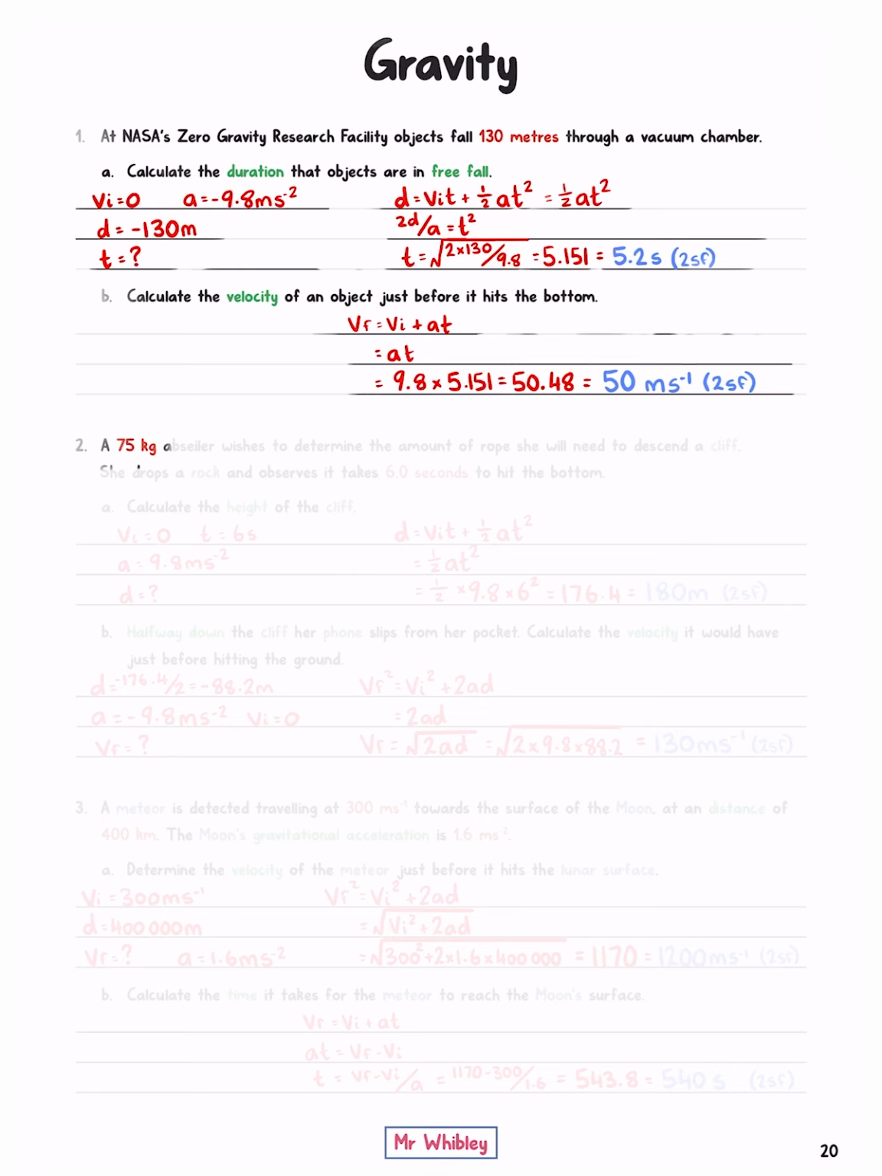A 75 kilogram abseiler wishes to determine the amount of rope she will need to descend a cliff. She drops a rock and observes it takes 6.0 seconds to hit the bottom. Calculate the height of the cliff.